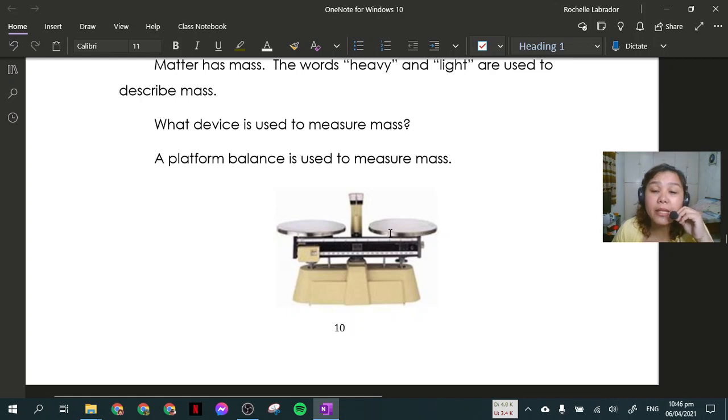So para may dalawang plate siya, and then may pointer at the middle. So when the pointer is more on the right side, it means the right plate is heavier than what is on the left side. Or we can also adjust, meron dyan yung parang to determine the mass. So may ina-adjust dyan na numbers so that you can have the exact mass. So may parang may standard unit.